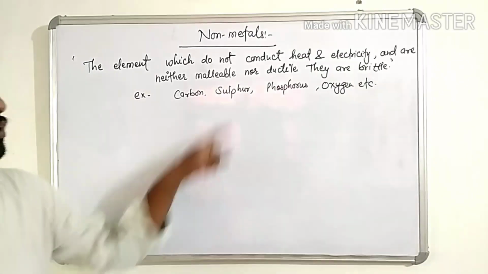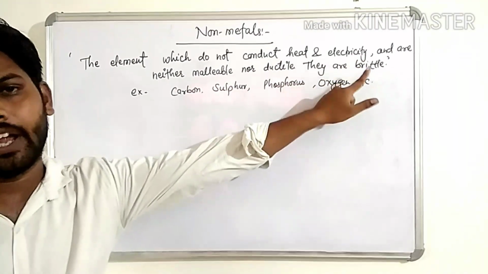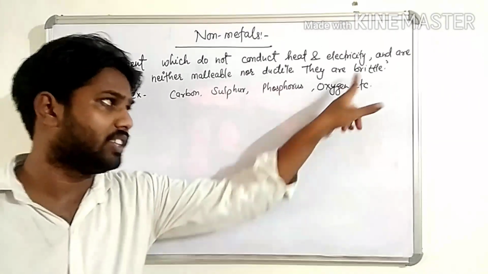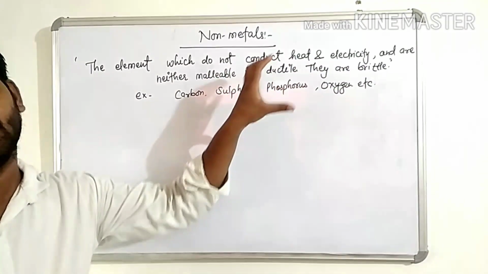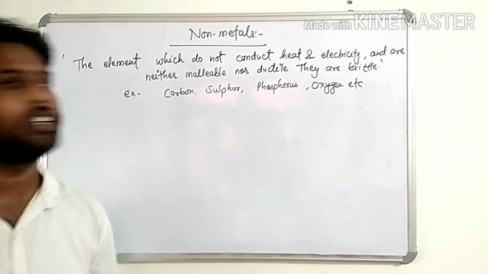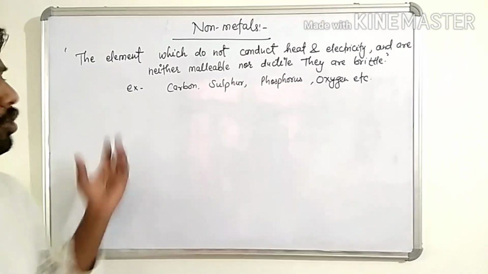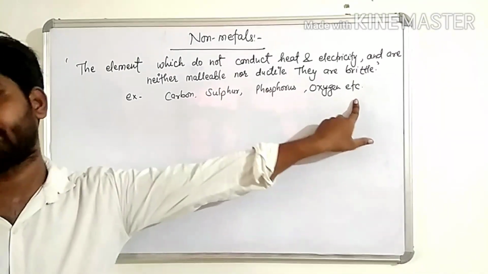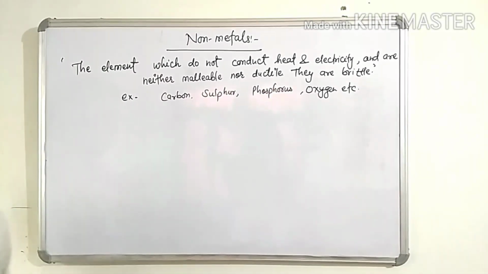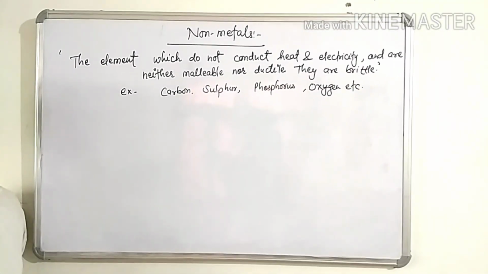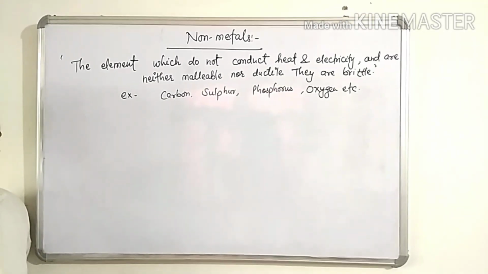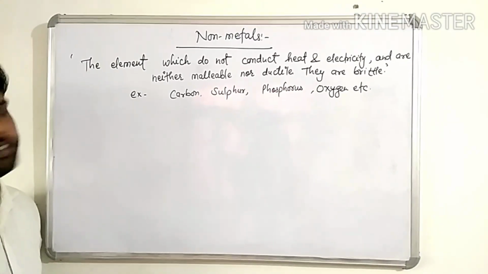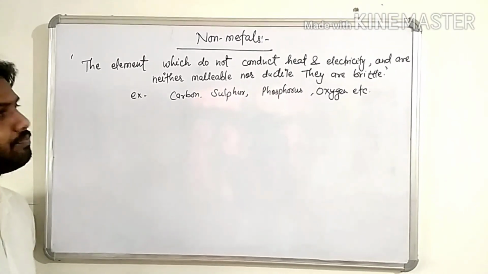Now, next is non-metal, children. The elements which do not conduct heat and electricity and are neither malleable nor ductile, but they are brittle in nature, means non-metals can change into small pieces on hammering. Clear, children? So they are called non-metals. For example, carbon, sulfur, phosphorus, oxygen, etc. Clear, children? During chemical reactions, children, non-metals can form negative charge. Okay, so based on these observations, we can also give another definition of non-metal.